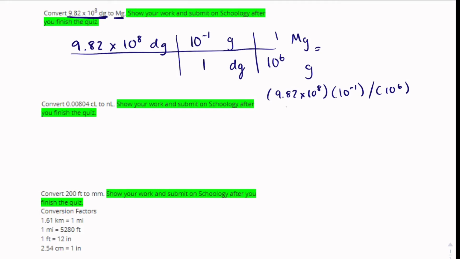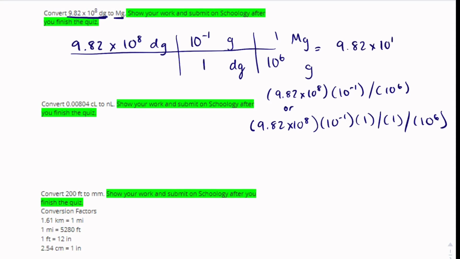If you're going to plug in your ones, you could also do 9.82 times 10 to the 8th, times 10 to the minus 1, times 1 divided by 1, oops, not 10, but 1, and then a second division divided by 10 to the 6th. So let me plug that in. 9.82 times 10 to the 8th times 10 to the negative 1 divided by 10 to the 6th. And we're going to get 9.82 times 10 to the 1st megagrams, or 98.2 megagrams.